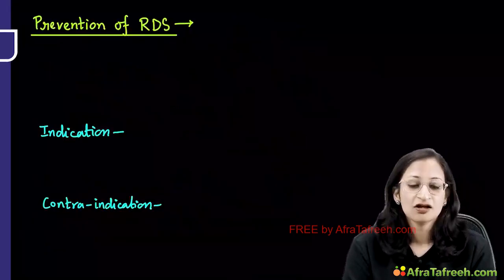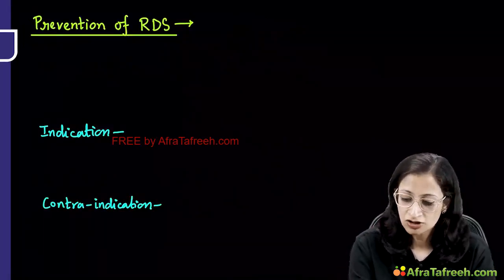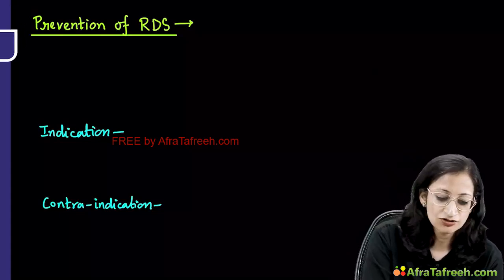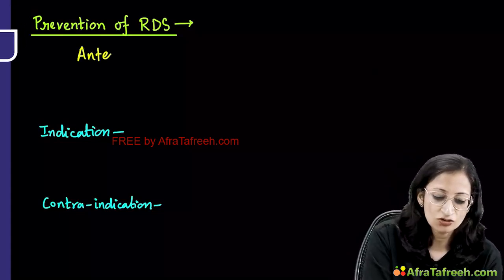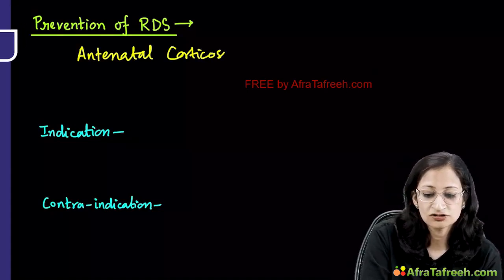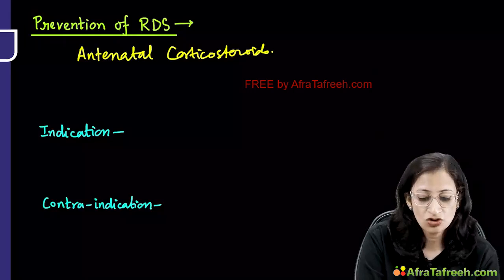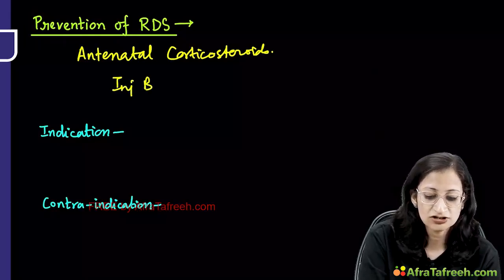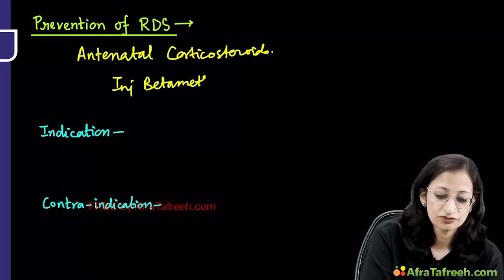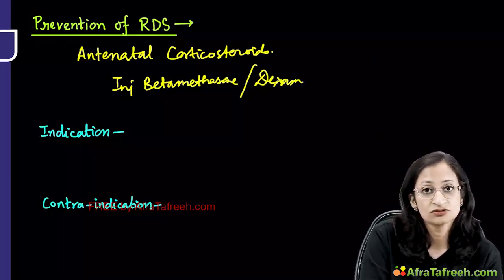Okay. Now moving ahead to the prevention of respiratory distress syndrome in neonates. To prevent respiratory distress syndrome, we use something known as antenatal corticosteroids. Okay, antenatal corticosteroids. So you can use either injection betamethasone or injection dexamethasone. Okay.